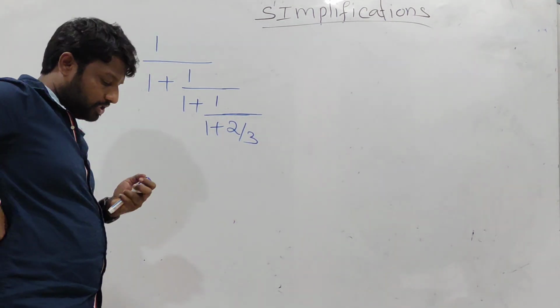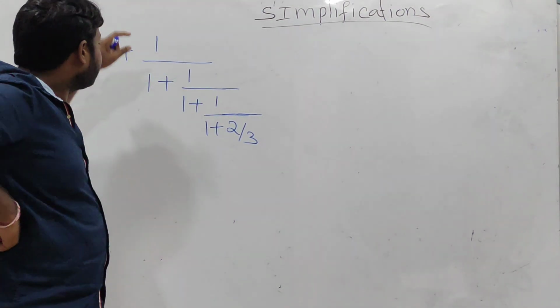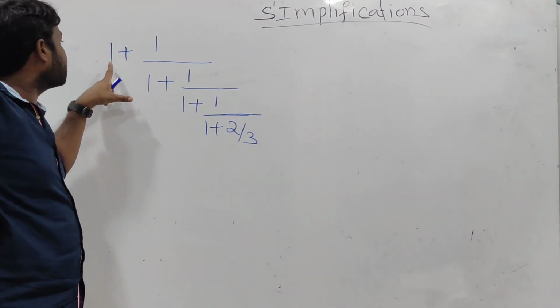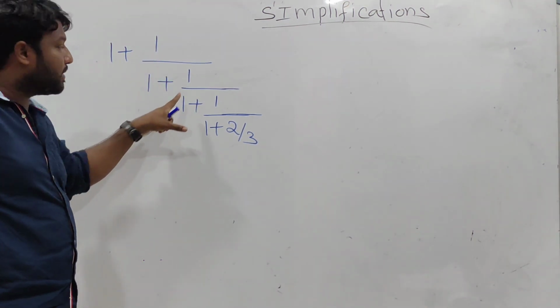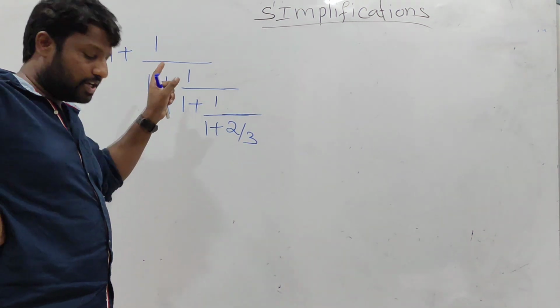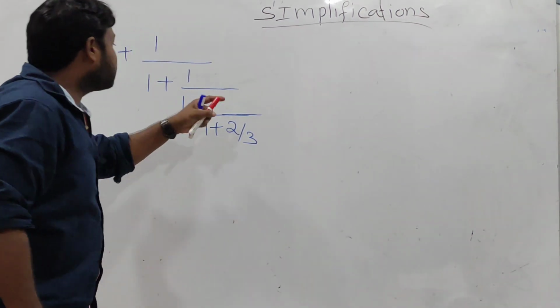Now, I have taken a simplification problem. How to solve this problem? This model like 1 plus 1 by 1 plus 1 by 1 plus 1 by 1 plus 2 by 3, like this, so on, like this. How to solve this problem?